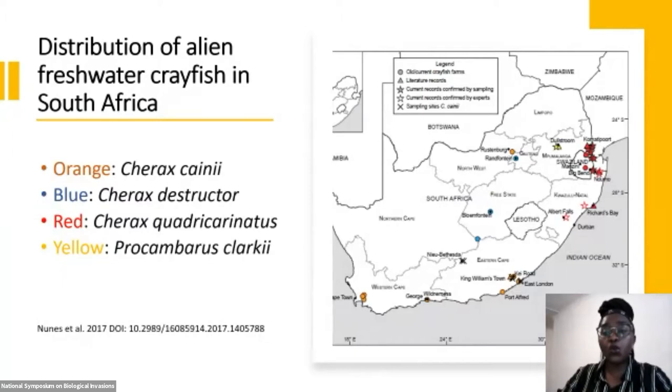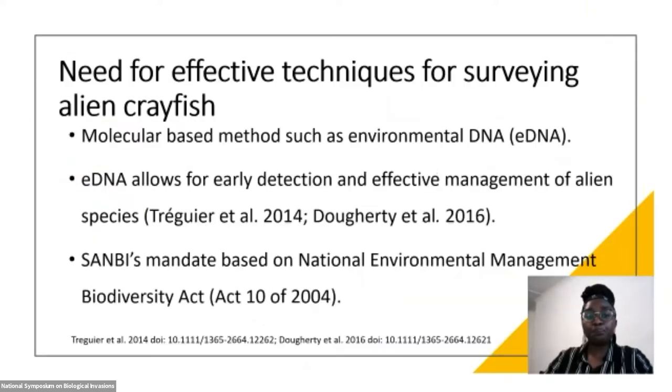From these four, only two have established populations in the wild, which are Cherax quadricarinatus and Procambarus clarkii. The other two are in captive facilities such as aquaculture. The majority of surveillance methods for crayfish have been based on traditional sampling, that is baited traps and electrofishing. However, due to the burrowing behavior of the crayfishes, these methods often lead to false negative results. That is, species are present but simply not detected a majority of the times.